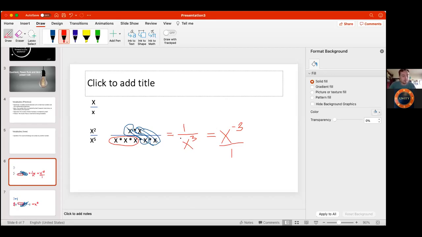Or you can keep it on the bottom, to keep it simple. If seeing that negative value makes it more complicated, then don't worry about the negative value for now. Just make sure that there's a one here, though, because one divided by x to the third is very different from x to the third. I hope that helps explain that slide and the quotient rule in general.